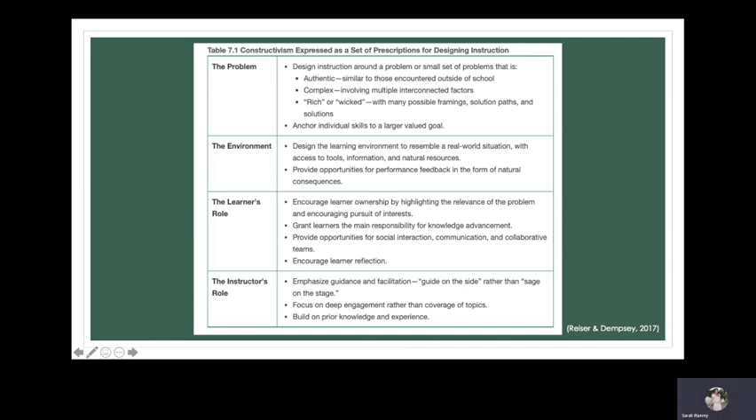So instructors kind of take a step back a little bit more. We emphasize guidance and we facilitate. So we are on the side rather than being the ones who are going through the motions and telling the students what to do. We want to make sure that we are helping students focus on their engagement, and we want to make sure that we are helping students build on their prior knowledge.